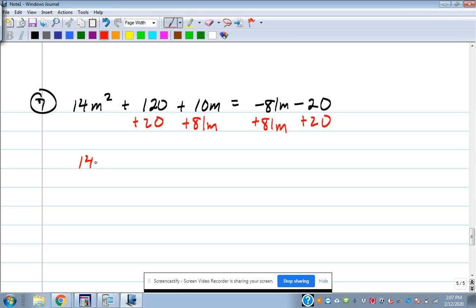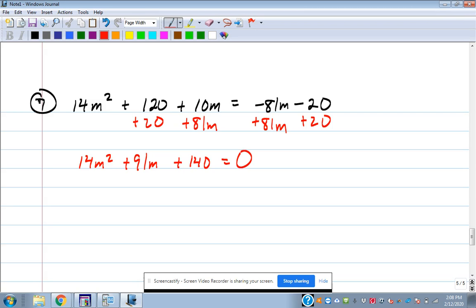So that's going to be 14m squared plus 91m plus 140. So all in that one step, I moved everything and then rewrote it in descending order. Okay. 81 plus 10, 91, 120 plus 20, 140. I got all that there.